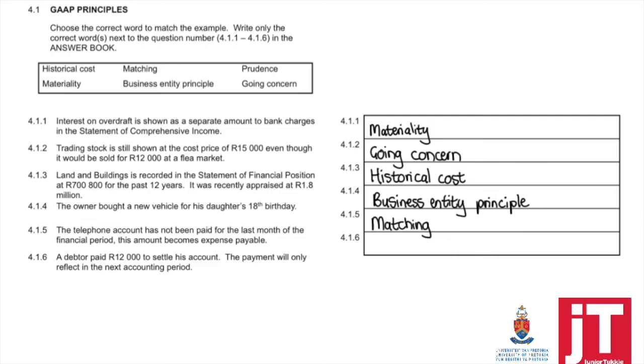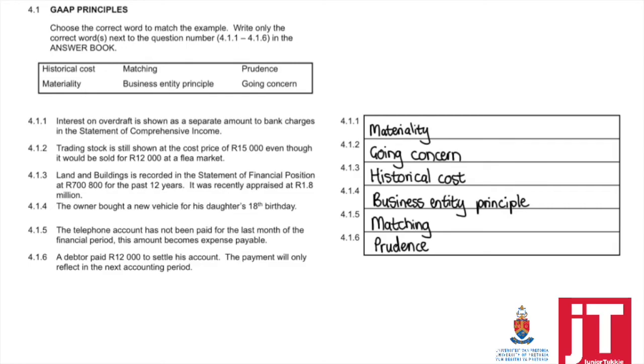Number 6, a debtor paid $12,000 to settle his account. This payment will only reflect in the next accounting period. So if it's not reflecting yet, we cannot say that he made a payment and the business is going to receive $12,000. We need to apply prudence, which means conservative. Until that money is reflecting, we're not going to show that we've received that money for this accounting period.